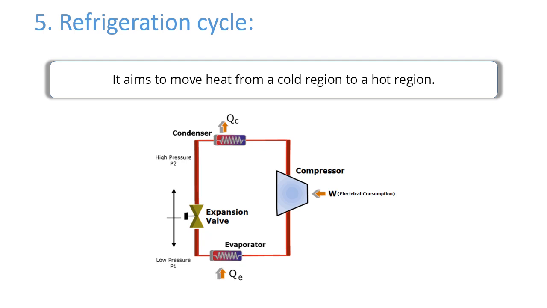The liquid refrigerant moves through the expansion valve where it loses pressure and heat, turning back into cold gas. The fourth process is evaporation. The cold gas moves to the evaporator. It absorbs heat from the inside of the fridge, turning it into a gas.